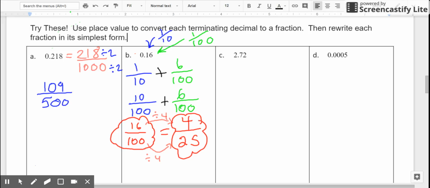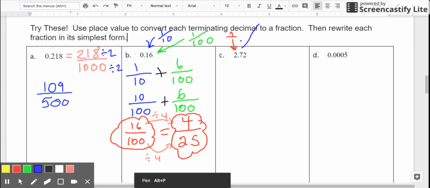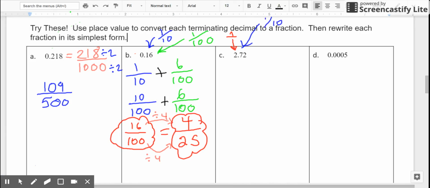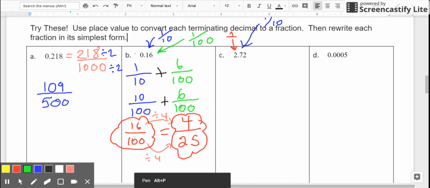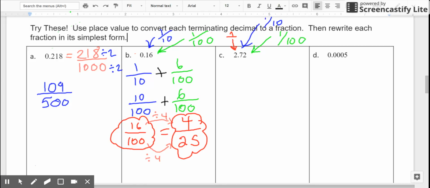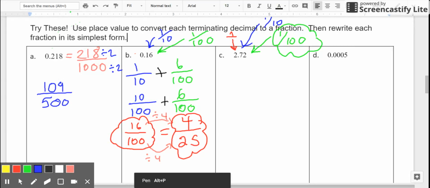Part C, 2.72. So 2 is going to be my ones column. 7, that's in my tenths column. And 2, that's in my hundredths column. So let's take a shortcut here. I know that the furthest out I'm going is my hundredths column. So instead of thinking about each individual place value right now, let's just jump to the hundredths column.